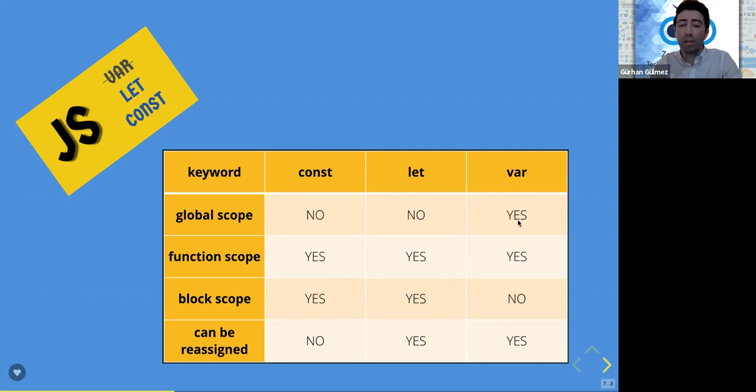With var, you can define a global variable and a function-scope variable, but you can't define a block-scope variable with var. And you can reassign a variable again and again if it is defined with var. Let: you can't define a global scope variable with let. And const, as you know, you can't reassign a variable if it is defined with the const keyword.